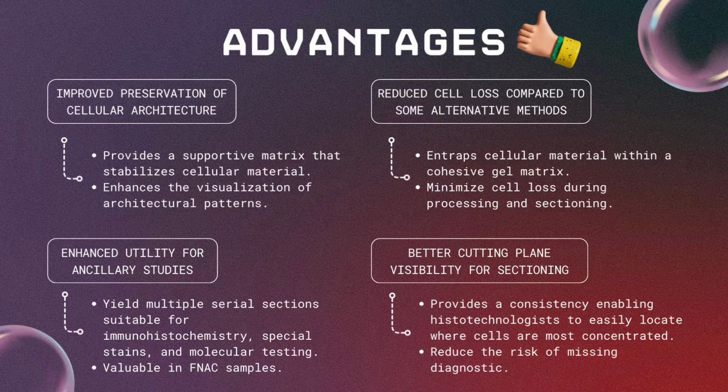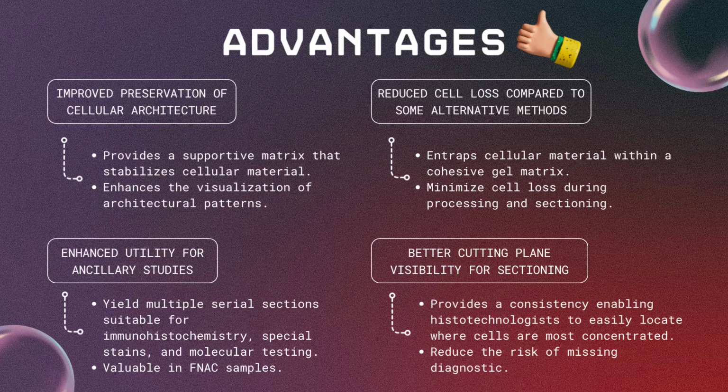Next, histogel reduces cell loss. In many traditional methods, cells can be lost during sample processing. However, histogel traps the cells inside a cohesive gel, preventing fragmentation and uneven distribution. This means more cells are preserved throughout the processing and suctioning, which improves the diagnostic yield, especially when the specimen is small.